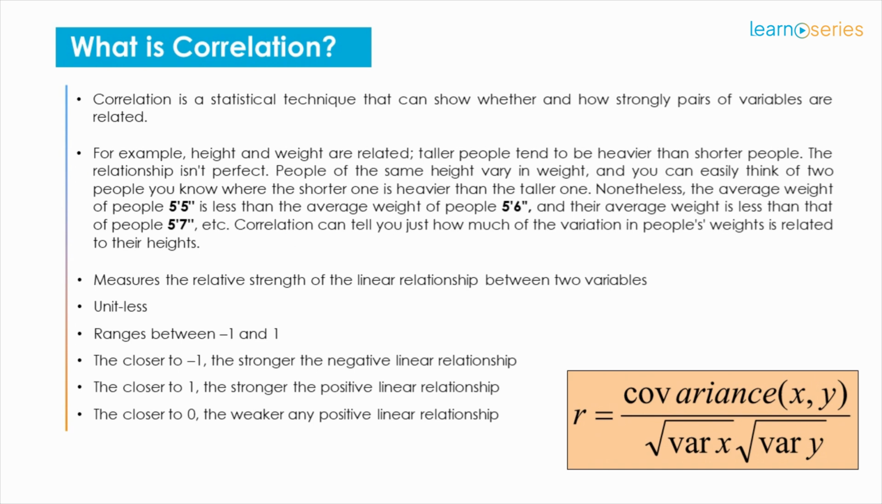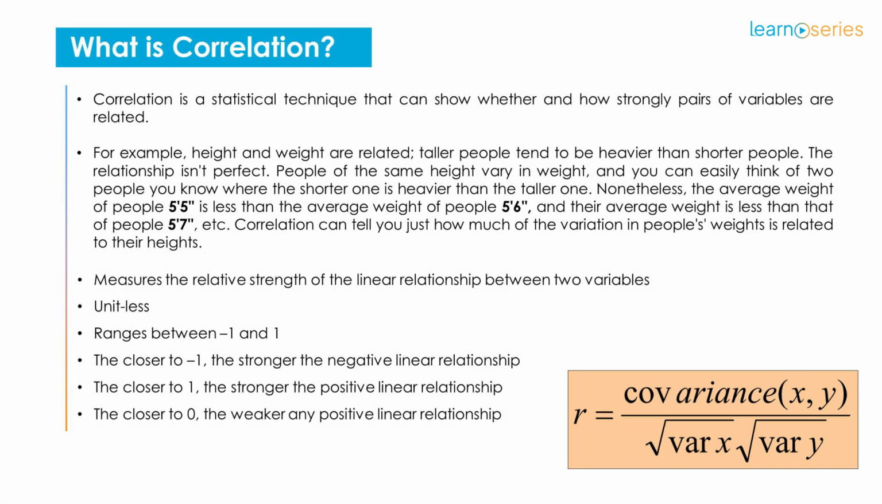In correlation, the unit of x and the unit of y are in the numerator, and it is divided by x and y again. So the unit of x and the unit of y will be in the denominator, and they will cancel each other. That's why the correlation is unit independent. Correlation is a statistical technique that can show how strongly pairs of variables are related.